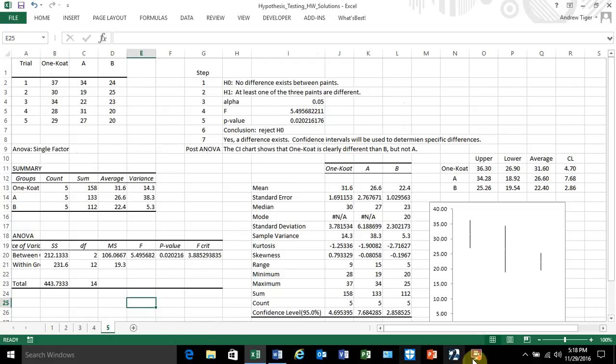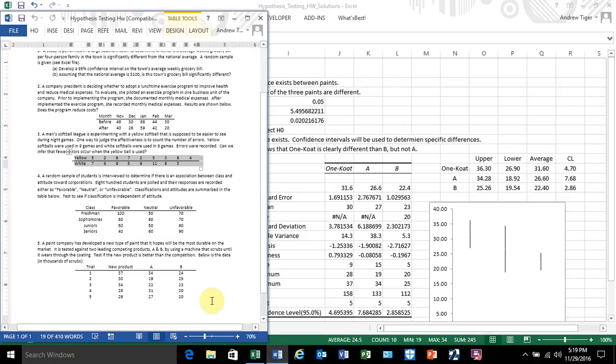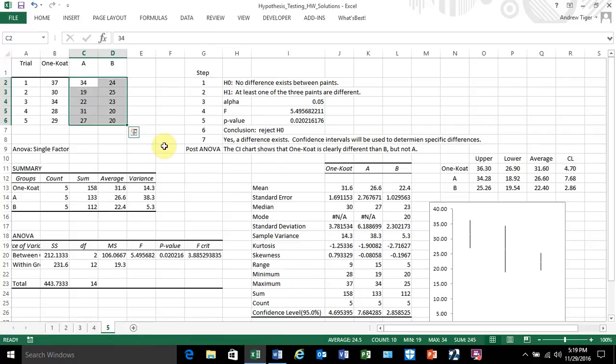The last problem is an ANOVA, where we're looking at a product against 2 other products. The measurement in this case is the number of scrubs in the thousands before the paint wears out. So this is how many scrubs it takes. We ran a total of 15 different trials. Keep in mind that these trials are not related. These numbers are not related to these or these at all. So the row doesn't mean anything. It's just that we ran 5 trials with the one coat, 5 trials with product A, and 5 trials with product B. Since we had more than 2, let's use ANOVA instead of a t-test.